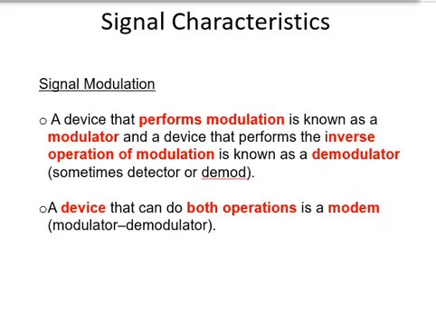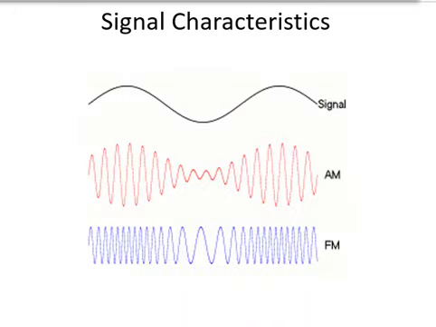A device that performs modulation is known as a modulator, and a device that performs the inverse operation of modulation is known as the demodulator. A device that can do both operations is called a modem. Low frequency information signals are put in a high frequency sine wave, which produces a waveform that's suitable for transmission.